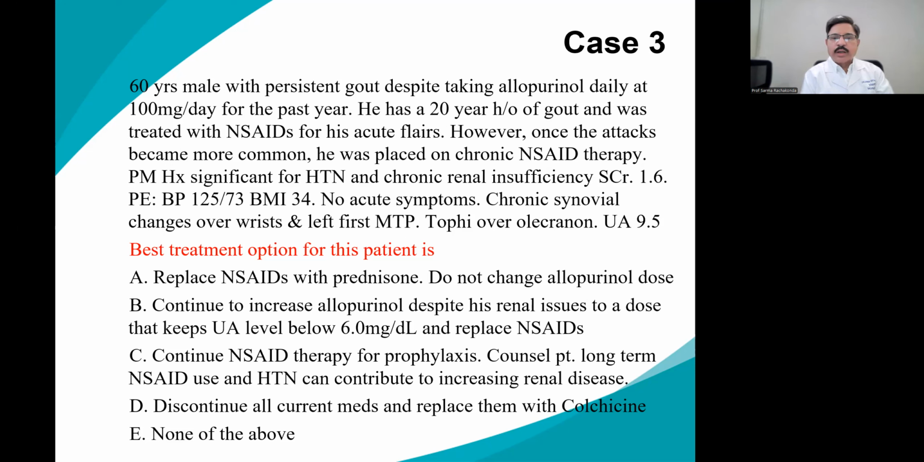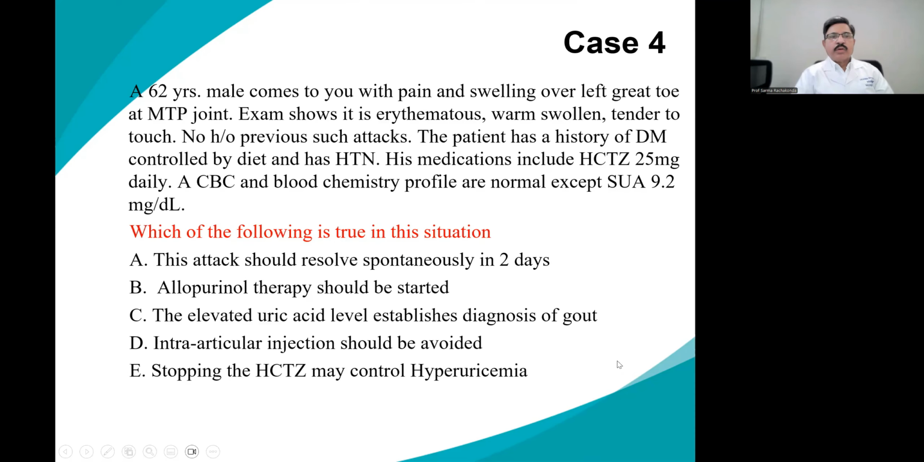Discontinue all current medicines. Replace them with colchicine. Why? Colchicine is for acute attack. This fellow is not in an acute attack. Why should I give colchicine? None of the above. So the best option appears to be to increase the allopurinol dose until the uric acid comes to 6 milligrams, and try to replace the NSAIDs with Tylenol or some other milder analgesic type of drugs.